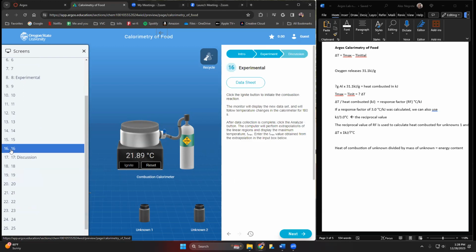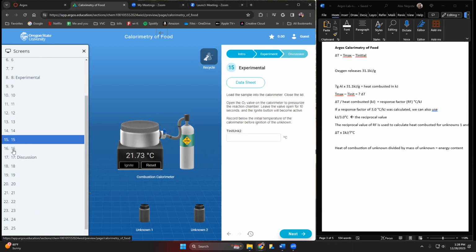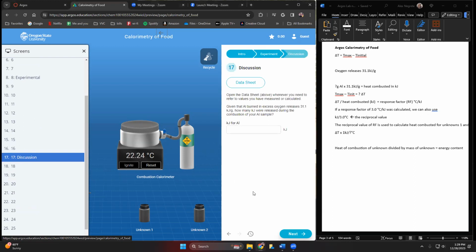Those are our masses, initial temperatures, and then we get to our discussion where we're going to figure out the heat in kilojoules for aluminum. So when the aluminum combusts in the presence of oxygen, oxygen releases some heat as well. We need to include that for the heat combusted in kilojoules for the reaction.